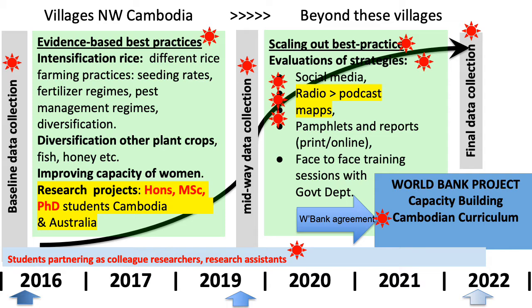Those red asterisks that you see are where we already have students participating in the project. So we have Cambodian students who assisted with baseline data collection, midway data collection, and that we anticipate will be helping with the final data collection. They've been very much involved in collecting the evidence-based best practices for intensification of rice, diversification of other plant crops, and improving the capacity of women, with various research projects, honours, masters, PhD, in Cambodia and in Australia.